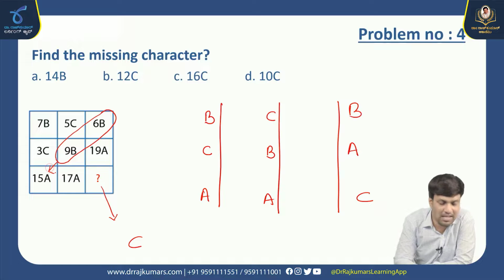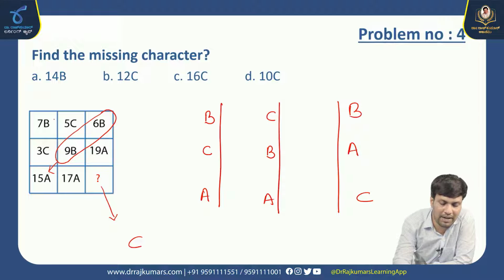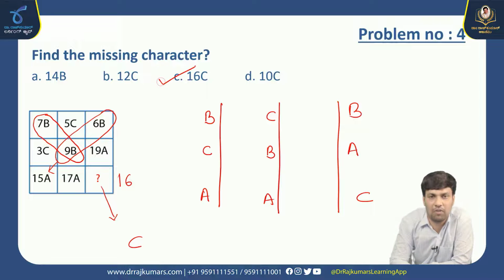The pattern here is along diagonals, sum of two numbers is equal to the resultant of third number. Observe the diagonal here. 9 plus 6 is equal to 15. In a similar way, 7 plus 9 is 16. The number to be entered here is 16. So the right option for this question is option C.